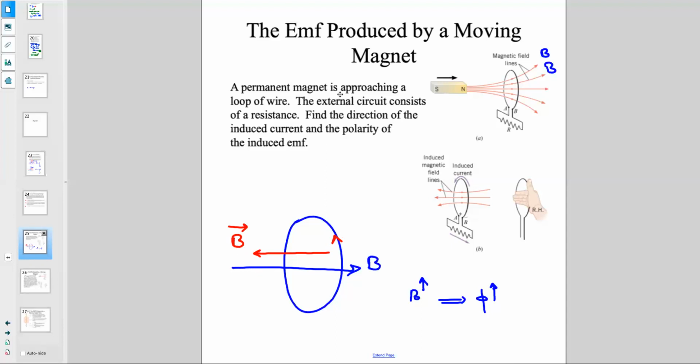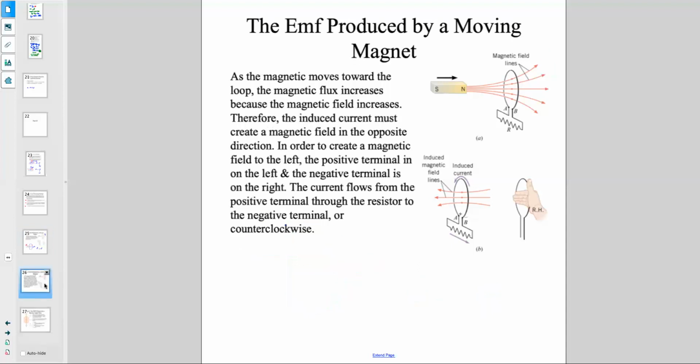A permanent magnet is approaching the loop of wire. The external circuit consists of a resistor, which you can see there. Find the direction of the induced current and the polarity of the induced EMF. As the magnet moves towards the loop, the magnetic flux increases, as I just talked about. So this flux is increasing. So phi is getting a higher value. It's going up because B is increasing, okay?